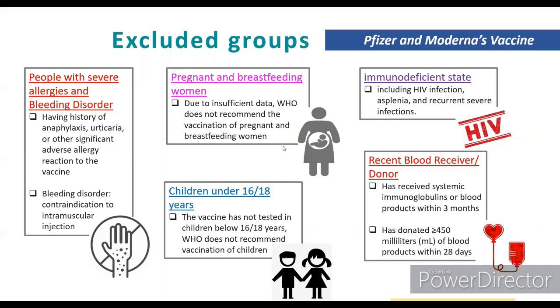The excluded groups for taking these mRNA vaccines are people having severe allergies and bleeding disorders, pregnant and breastfeeding women, children under 16 or 18 years, immunodeficient states, cancer and HIV, and recent blood recipients or donors. Some groups are very risky for vaccination, and some groups are not yet clinically tested, like children and pregnant women.